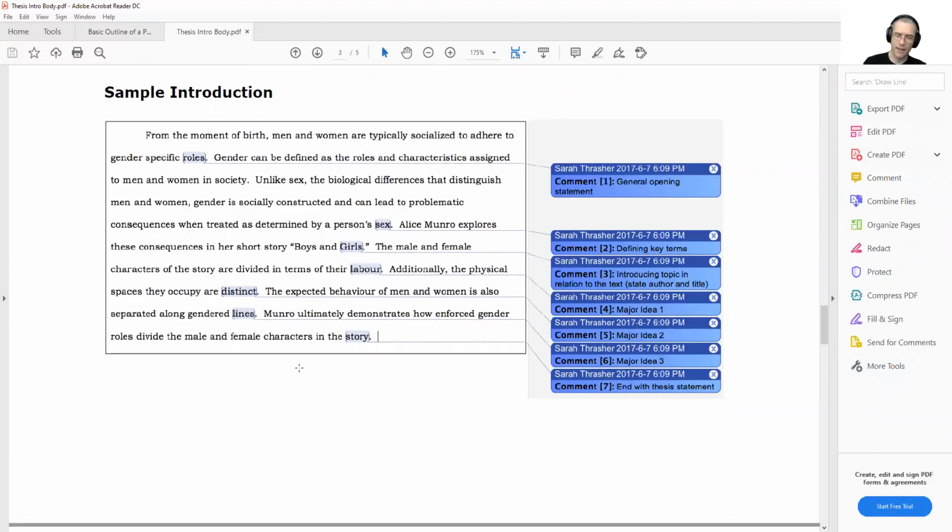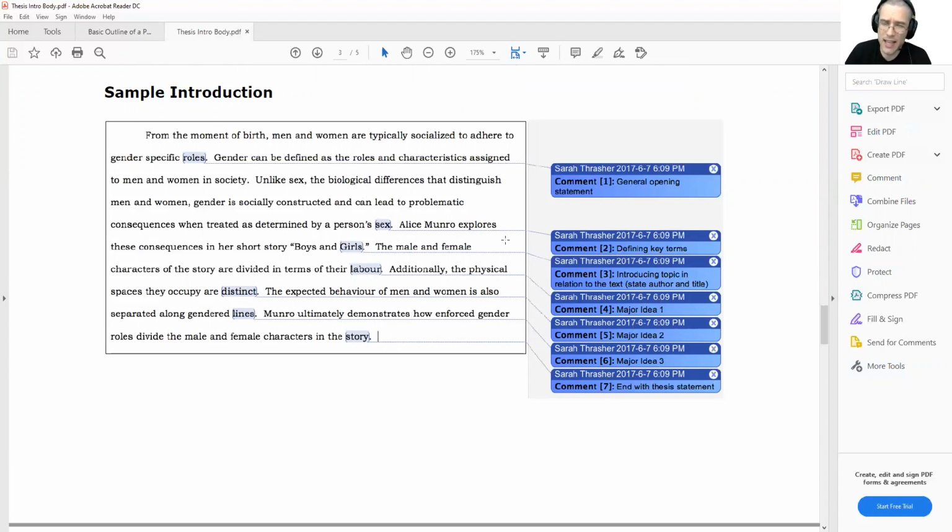Now, for me, that thesis is pretty weak. It's weak because it's not specific. She demonstrates how enforced gender roles divide the male and female characters. How does it divide them? What are the consequences of dividing them? It doesn't offer a cause and effect argument.